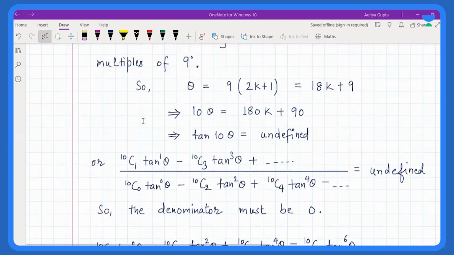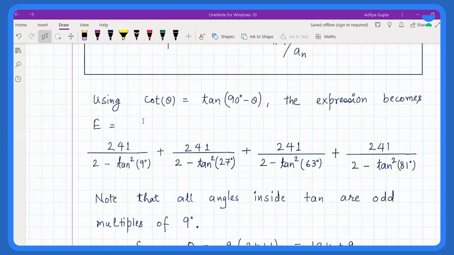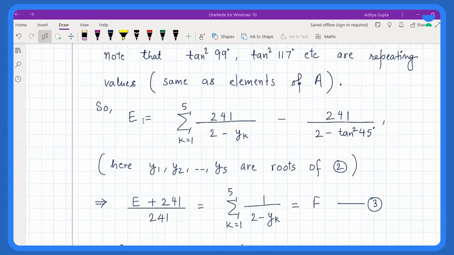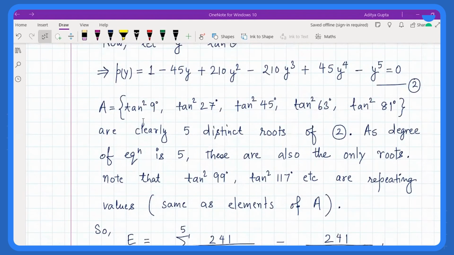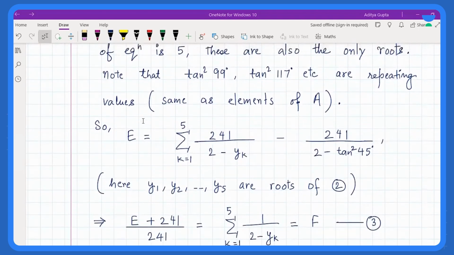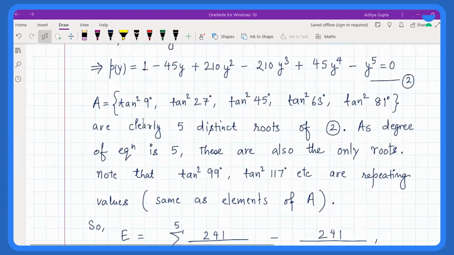Now the original expression E that we wish to find has now become, in short, the summation of 241 upon 2 minus yk, minus 241 upon 2 minus tan square 45. I'll explain what we have done here. Look, first of all, this equation number 2, the polynomial equation that we are having, we are calling its roots y1, y2, y3, y4, y5, like that. Here also I've written y1, y2, y3 till y5 are the roots of equation number 2.